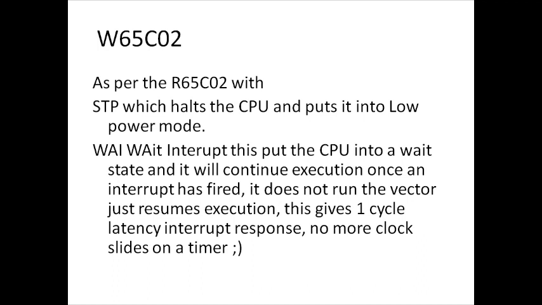The WAI instruction, wait for interrupt. This puts the CPU into a wait state, and it will only continue execution once an interrupt has fired. It does not run the vector. Normally when the interrupt fires, it pulls the vector and jumps to the interrupt handler. This doesn't do it, it merely resumes execution. This gives you a 1 cycle latency interrupt response. No more clock slides on a timer. Perfectly stable rasters every time.